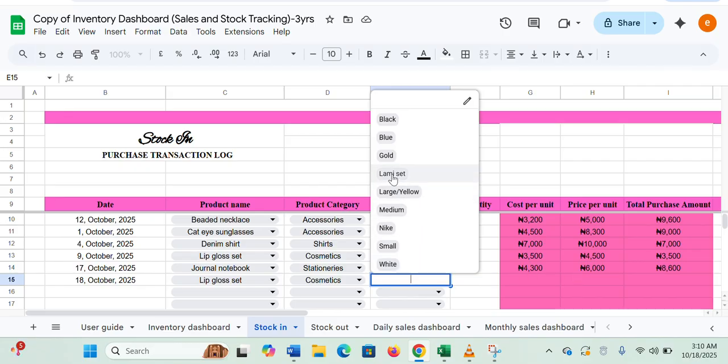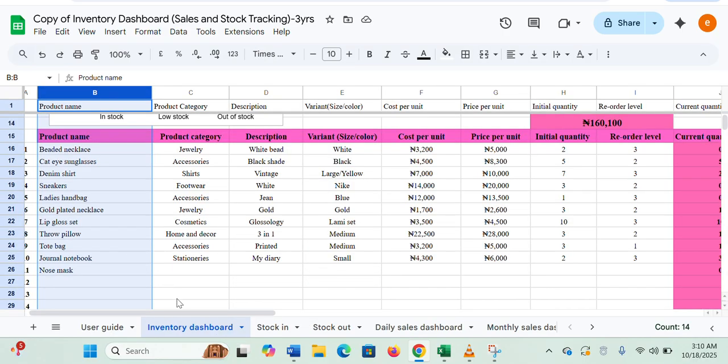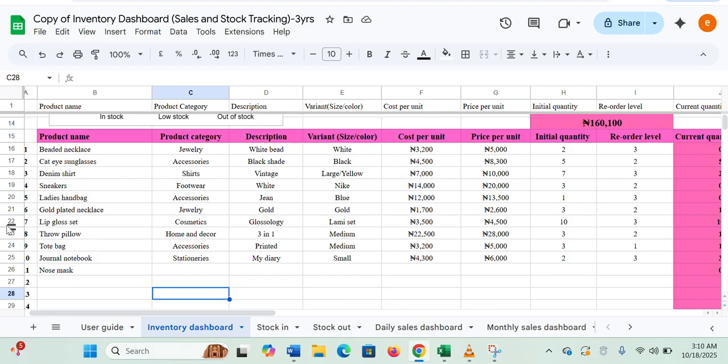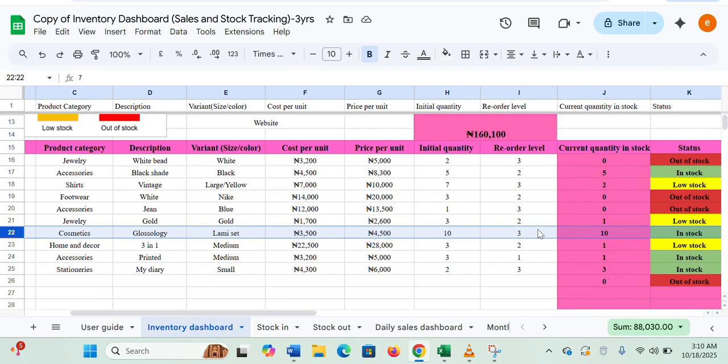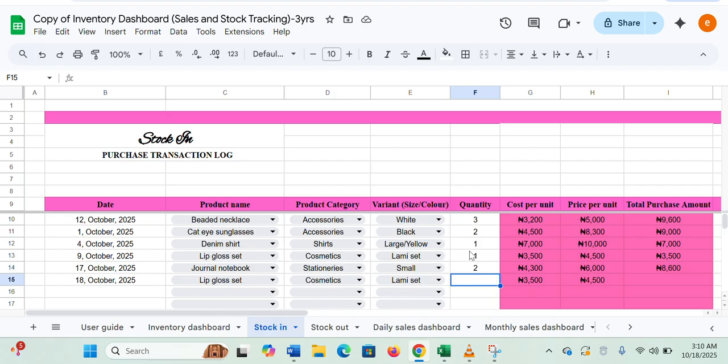So let me input Lamy set. You see that automatically it tells you that, oh, the cost per unit of this lip gloss is 35, then price per unit, your selling price is 45. So how many did you reorder? Now I want us to look into this very sensitively. Yes, please put in your attention. So for example, we are looking at lip gloss. Currently, the current quantity in stock of your lip gloss is 10.